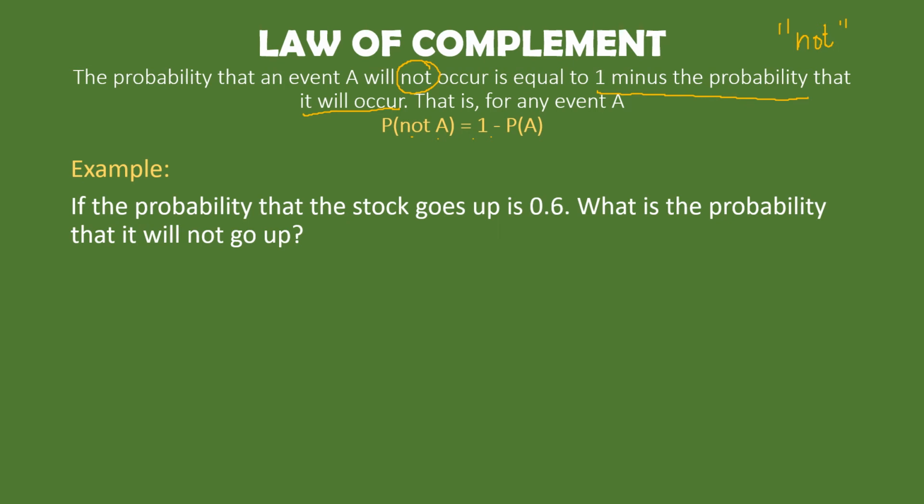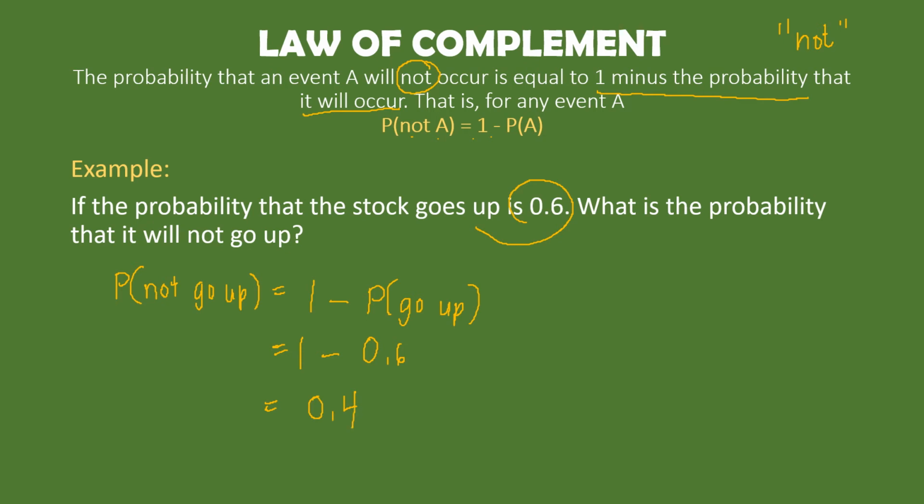So in this problem, we are looking for the probability that it will not go up. And what is given is the probability that it will go up. That is 0.6. So it's 1 minus the probability that it will go up, and that is 1 minus 0.6. And our answer is 0.4. So again, if you are looking for not or something opposite of the given information, then you will use the law of complement.